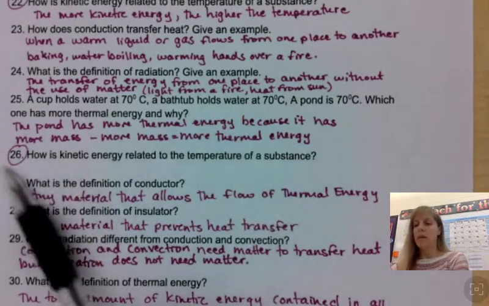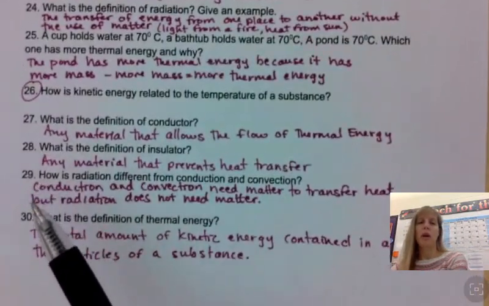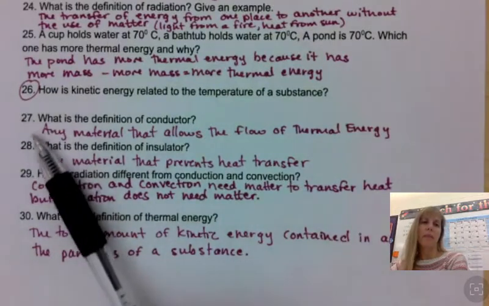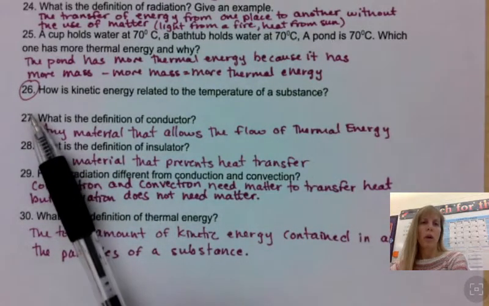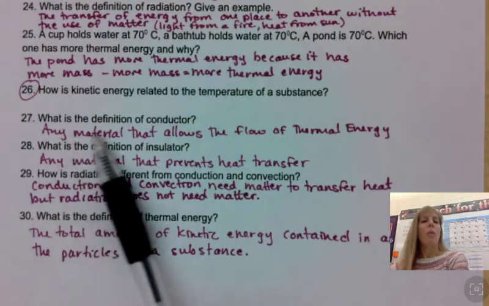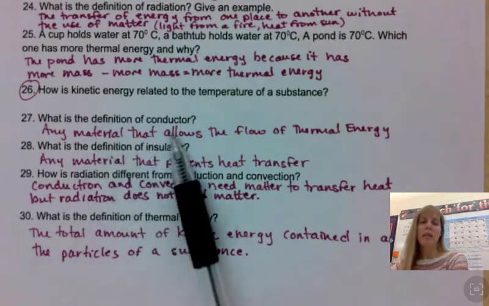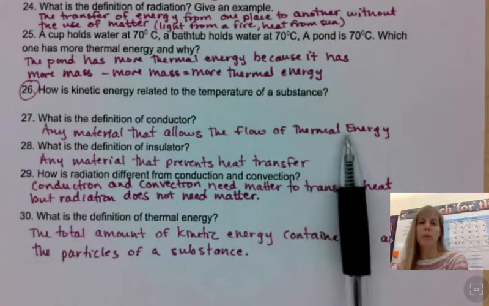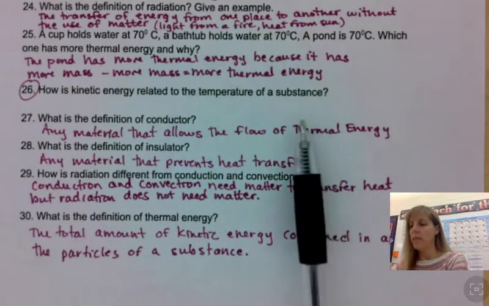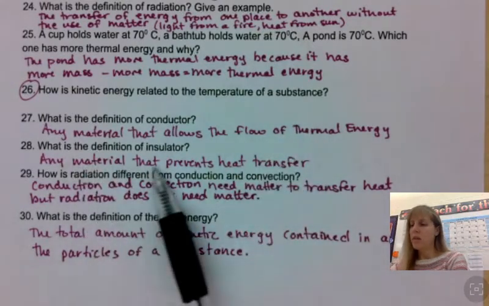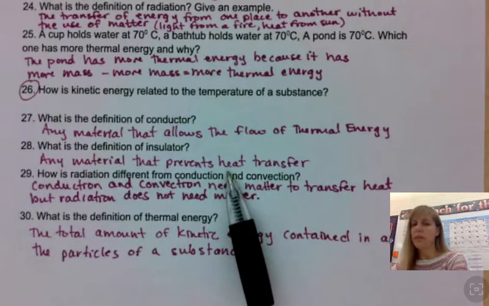I made a mistake with 26 and repeated 22 there. Your paper should have that deleted already. 27, which would be your now 26. What is the definition of a conductor? It's any materials that allow the flow of thermal energy, so heat, okay? Definition of an insulator is any material that prevents heat transfer.